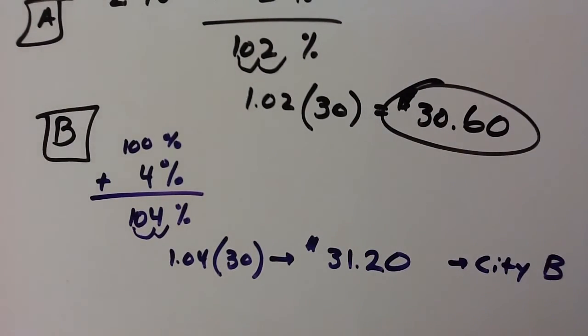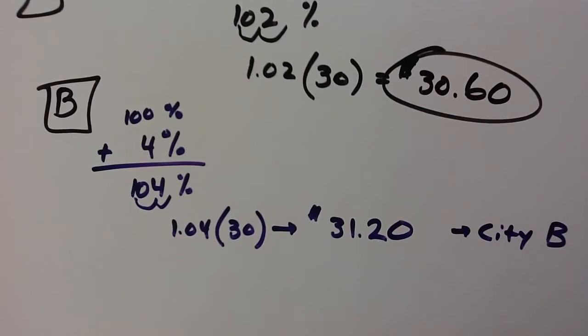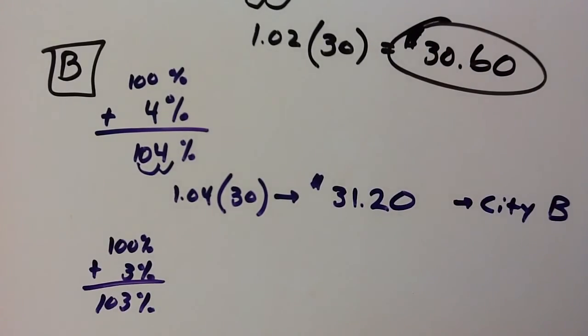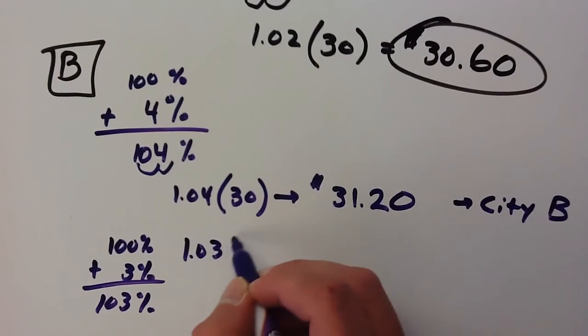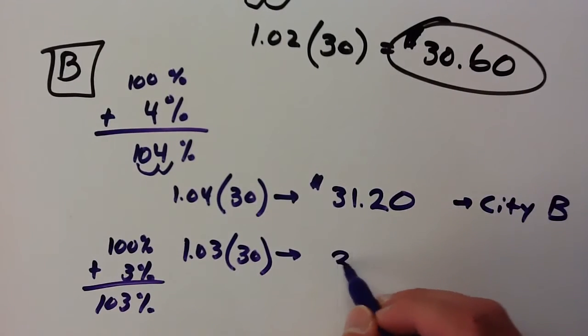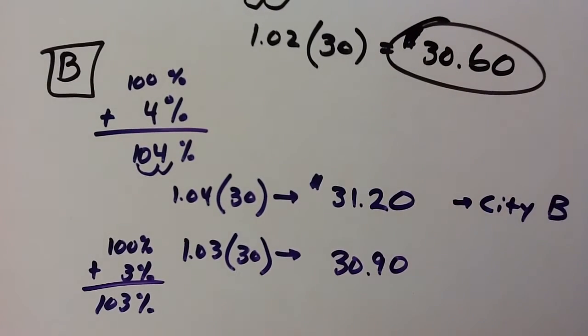But how much more will it cost in that city than in city D? Well, in city D, what is the sales tax? City D, the sales tax is 3%. So you're paying 100% of the original cost plus 3% in sales tax for a total of 103% of the original cost. Again, make the percentage a decimal, so that would be 1.03 times the cost of the sweater, which is $30, and you put this into your calculator, you get 30.9, which is $30.90. Okay, that is city D.